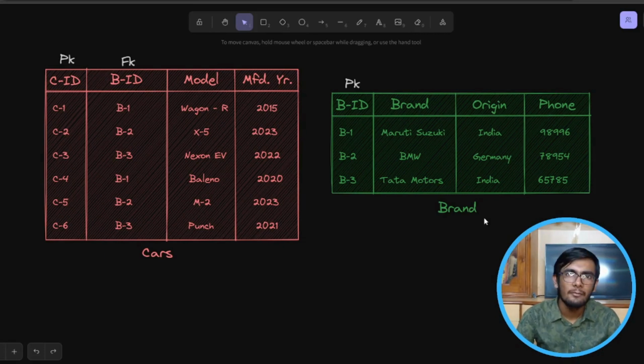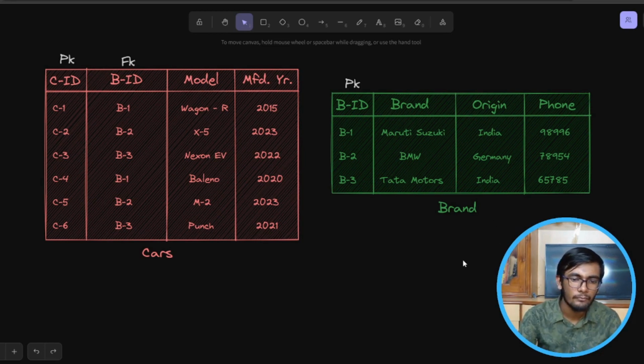Now, to solve these problems, what I've done is I've broken the same table into two smaller tables or objects. Let's take a look. The first object I've named cars, and the second one brand. Now let's look at the cars object. First we have CID, which is the cars ID, then BID, which stands for brand ID, then the model and the manufactured year. Similarly, for the brand object, we have BID, the same BID which we have in the cars object, then the brand, then origin, and then the phone number of the brand.